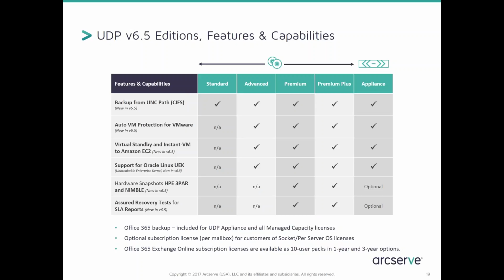For Office 365 backup, that's included with the appliance, and it's also included on all managed capacity licenses. So in that case, basically whatever backup size your Exchange Online takes comes out of your allowance for those licenses. Otherwise, if you're using a per OS or per socket license, there's an optional subscription available to be able to back up Exchange Online. These subscription licenses are available as 10 user packs, and you can get them in 1 year and 3 year subscription options.